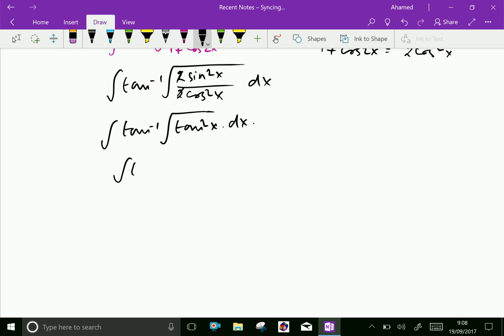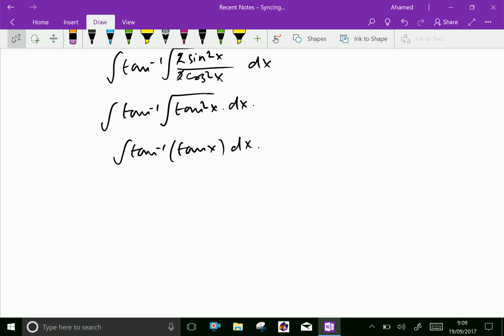Integral tan inverse square root of tan squared x, which is tan x, dx. We know that tan inverse of tan x is only x. Therefore, integral x dx. Integral of x dx is equal to x squared over 2 plus c, which is our final answer.